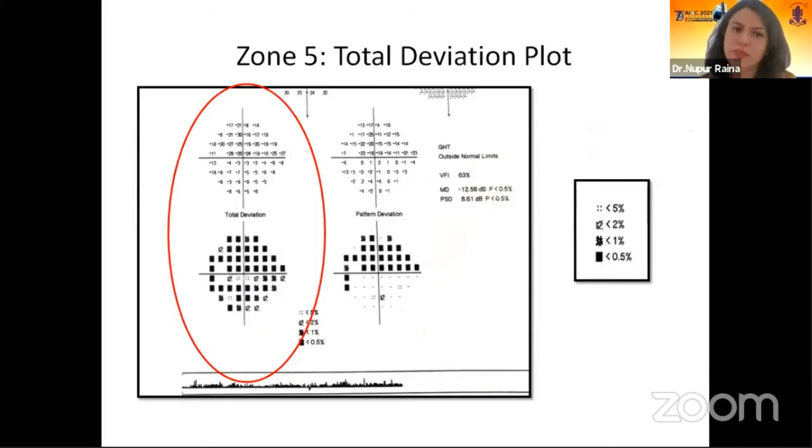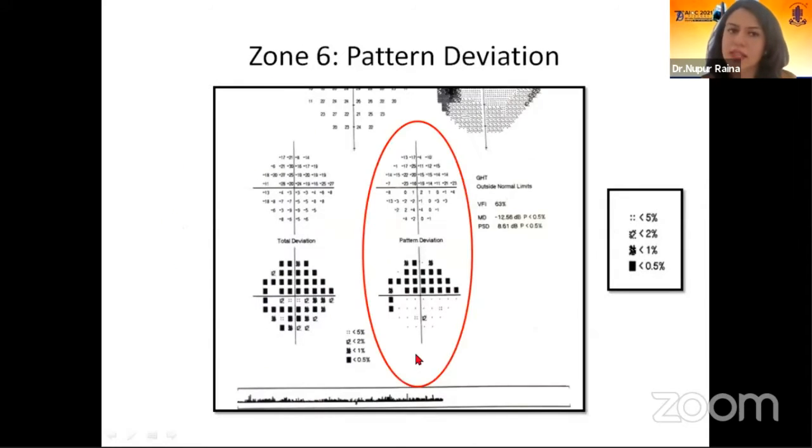The total deviation plot is what the fifth zone covers, which gives us a numerical plot and a probability plot. This area shows us the generalized depression of sensitivity. And the sixth zone is a modification of the total deviation plot and shows us any localized loss of sensitivity.